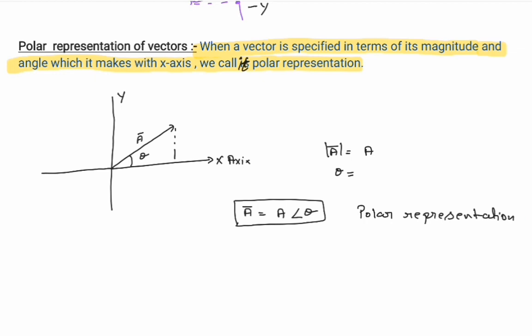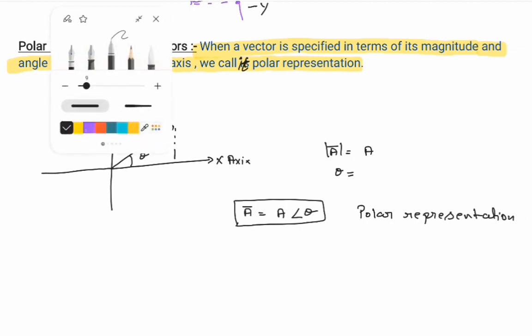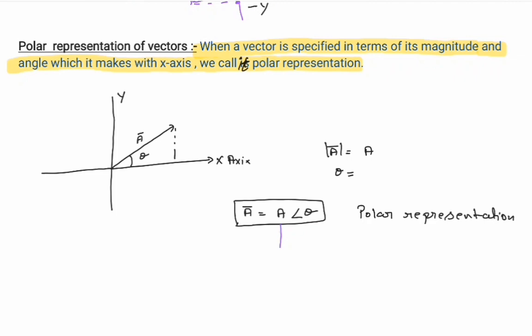If the polar representation of any vector is given, you can directly see the magnitude of the vector and what angle it makes from the x-axis. This is the angle from the x-axis, and this is the magnitude of the given vector. This type of representation is known as polar representation.